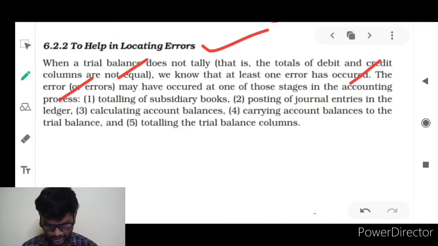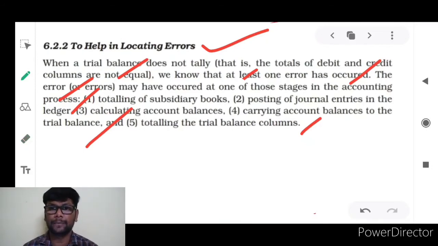Totaling of subsidiary books, posting of journal entries in the ledger, calculating account balances, carrying account balances to the trial balance, and totaling the trial balance columns. So look at this, totaling of subsidiary books. Subsidiary books will be totaled. After we find the debit and credit columns are not tallying, we directly check the totaling of subsidiary books. Then posting of journal entries in the ledger: whether we posted the journal entries into the ledger perfectly or not. That is the primary step, isn't it?